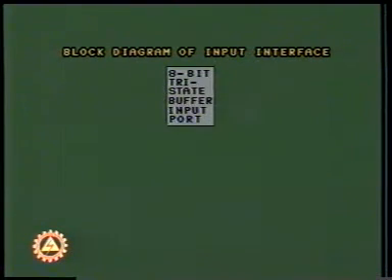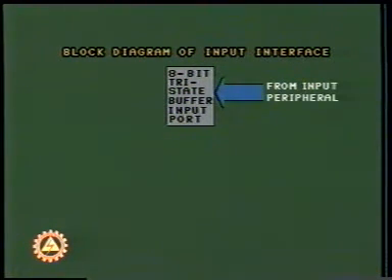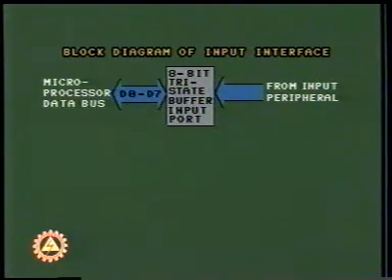Let us look at the block diagram of an input interface. Usually, an 8-bit tri-state buffer is used as an input port. When this buffer is enabled, data is transferred from the input peripheral to the microprocessor data bus. When disabled, it tri-states, which frees the data bus for other devices to do data transfers.